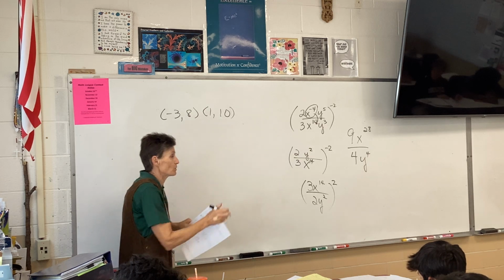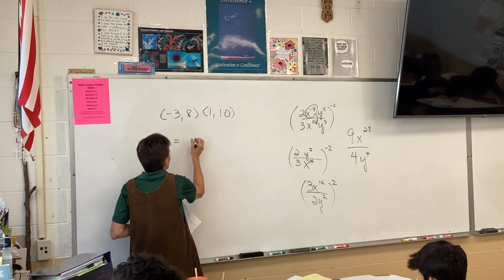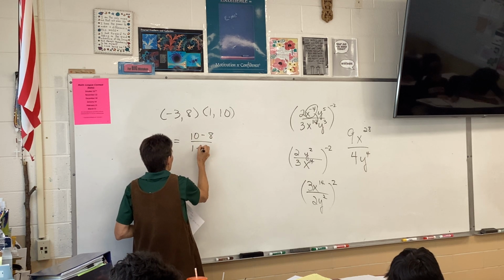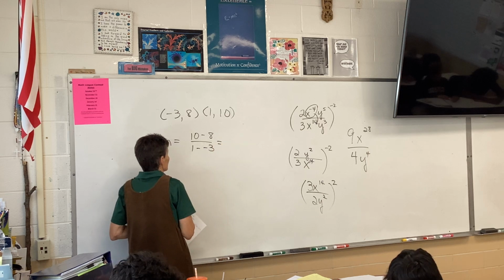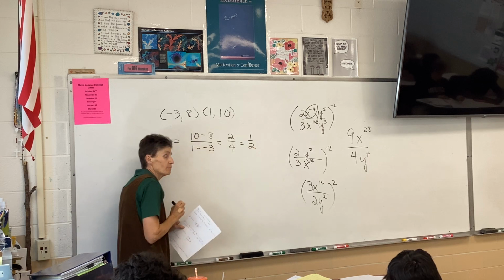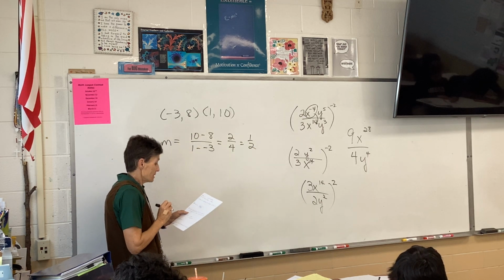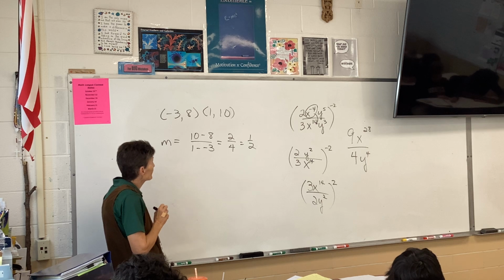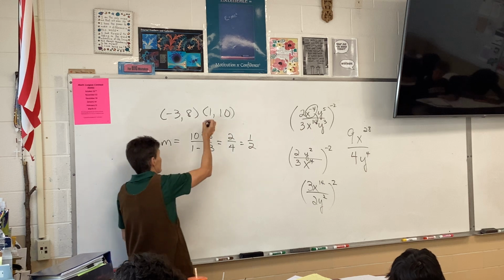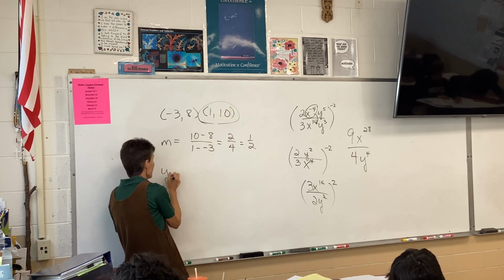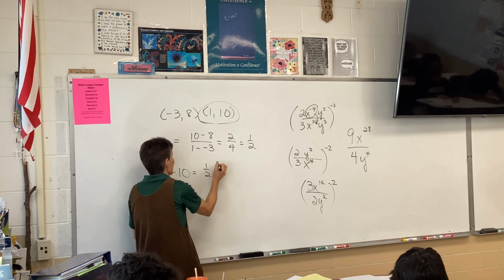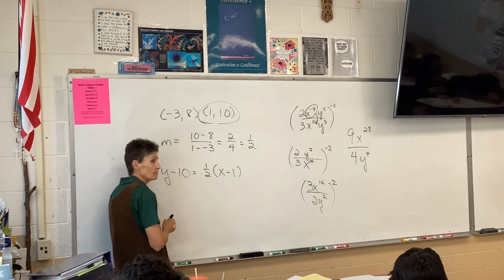So what do I have to do first? Find the slope. So 10 minus 8 over 1 minus negative 3. So 2 over 4 or 1/2. Now I'm going to pick a point. Doesn't matter which point I pick, so I'm going to pick that one. So y minus 10 equals 1/2 x minus 1.